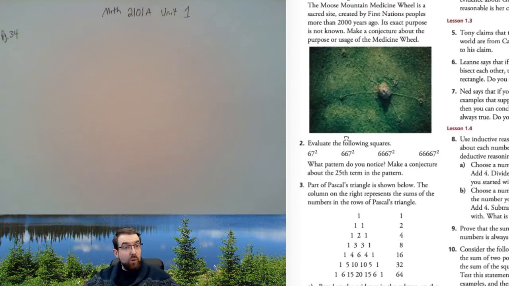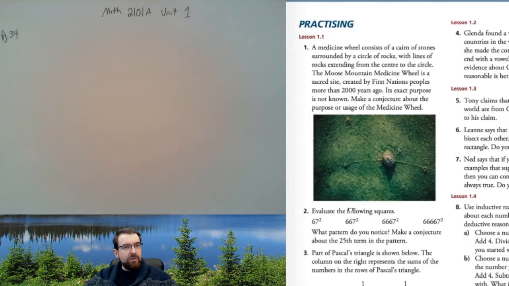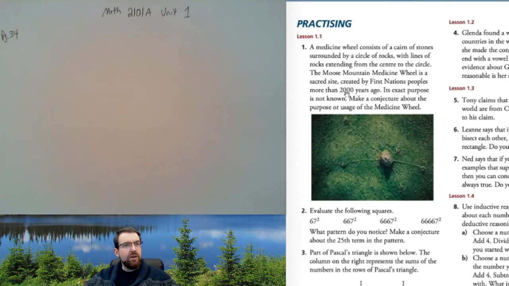so I would like to show, let's see. Yeah, let's go through this lesson 1.1 here. A medicine wheel consists of a cairn of stones surrounded by a circle of rocks with lines of rocks extending from the center of the circle. The Moose Mountain Medicine Wheel is a sacred site created by First Nations peoples more than 2,000 years ago. Its exact purpose is not known. Make a conjecture about the purpose or usage of the medicine wheel.